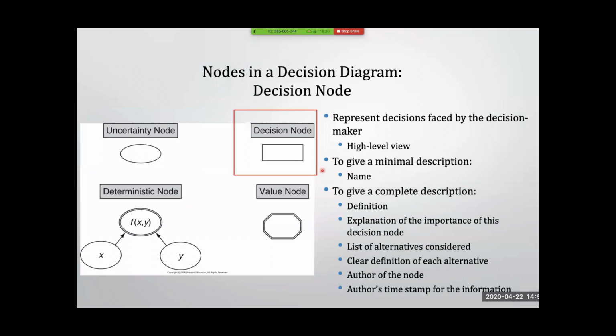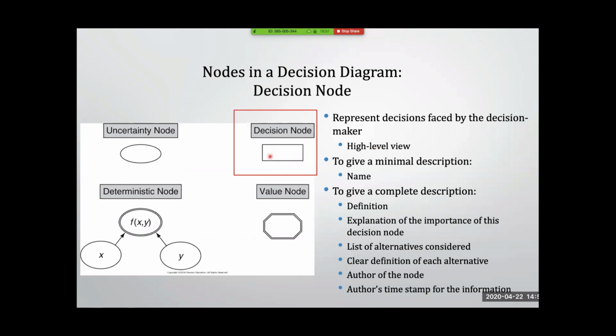The second type of node you would see in a decision diagram is of course the decision node, right? Without it, you wouldn't have a decision diagram to start with. So the decision node represents what kind of decisions are faced by the decision maker. Again, it is a higher level view, meaning this decision node represents all the alternatives.